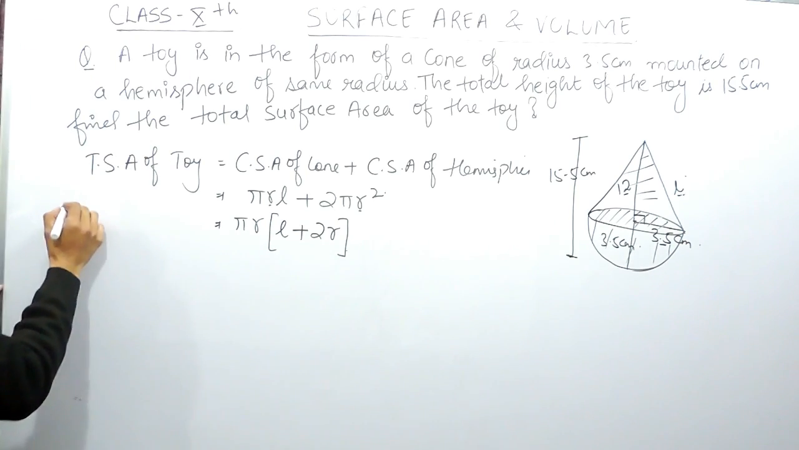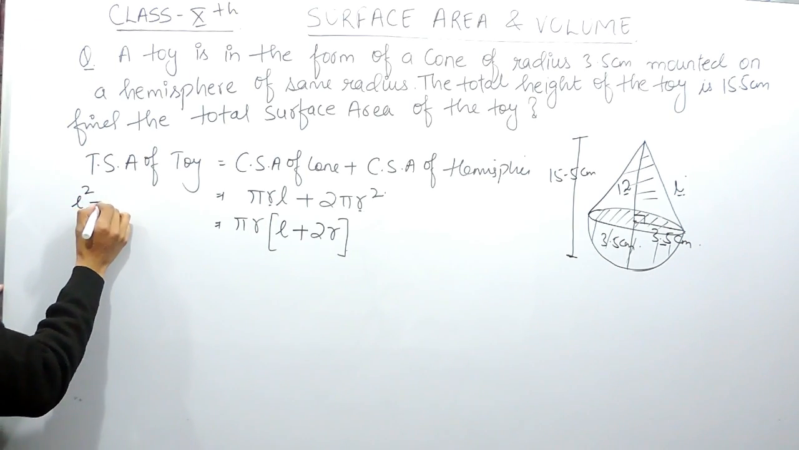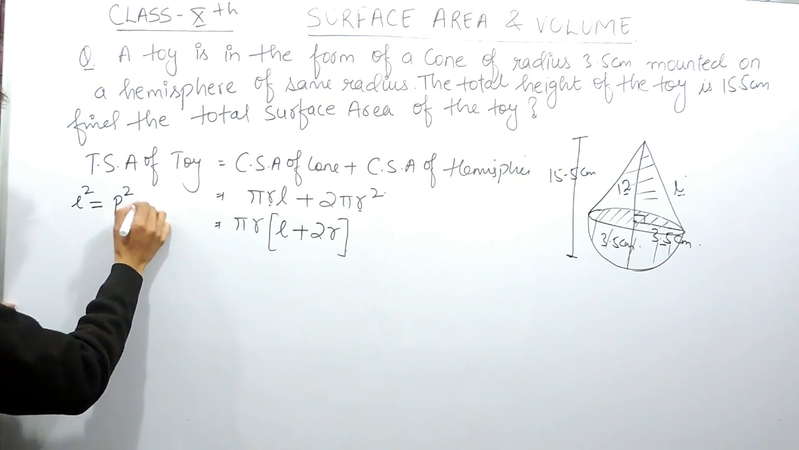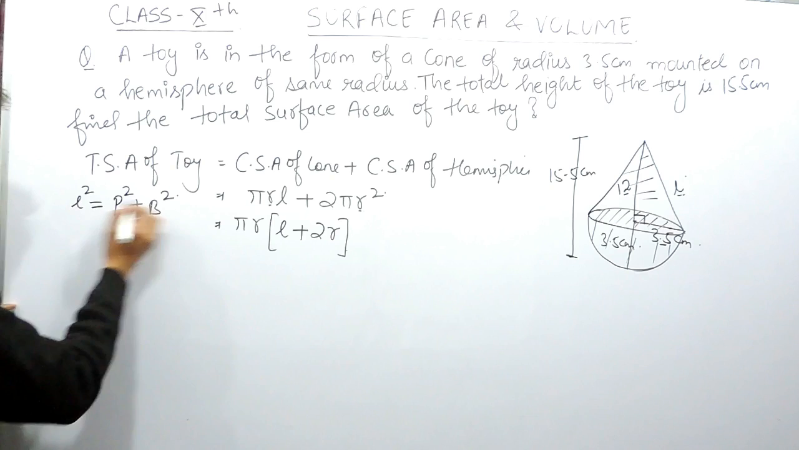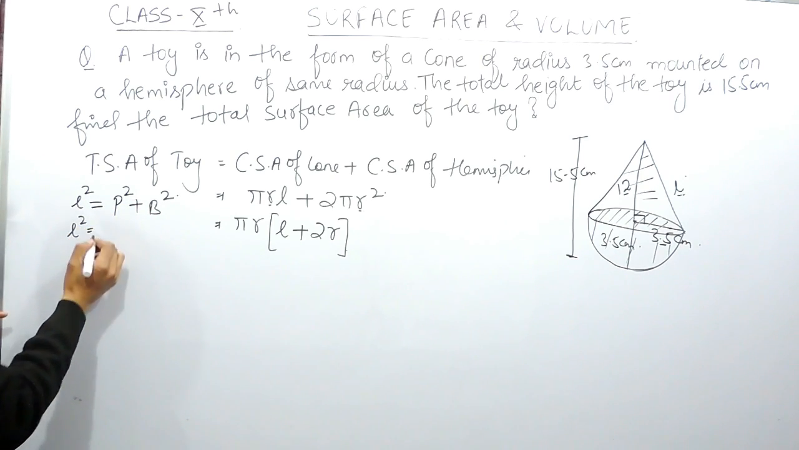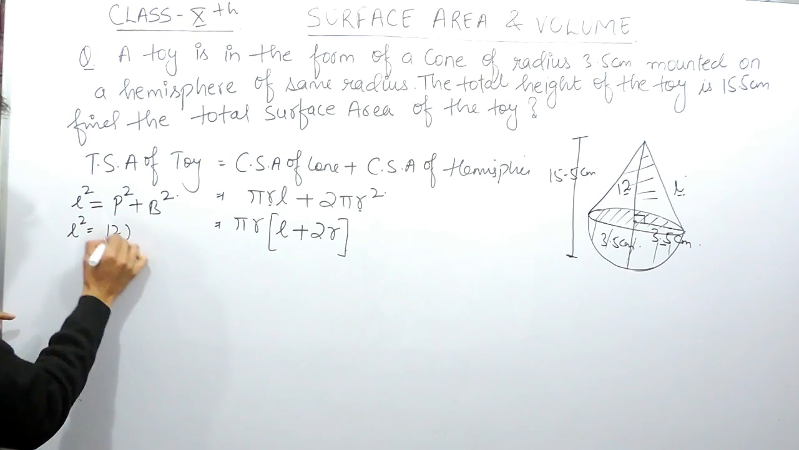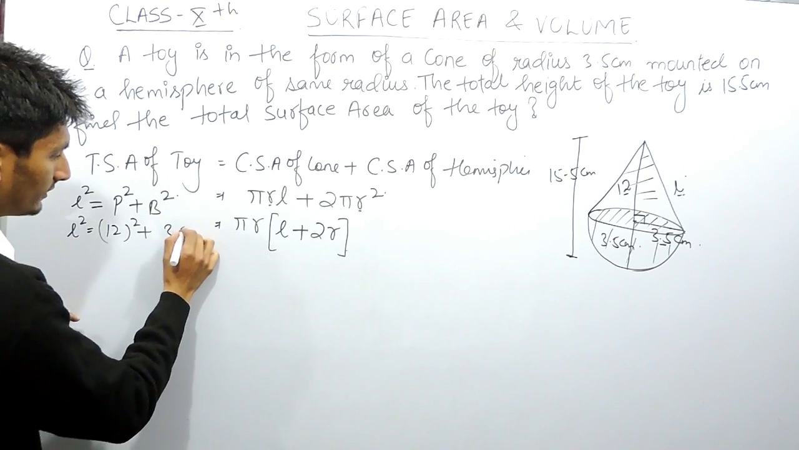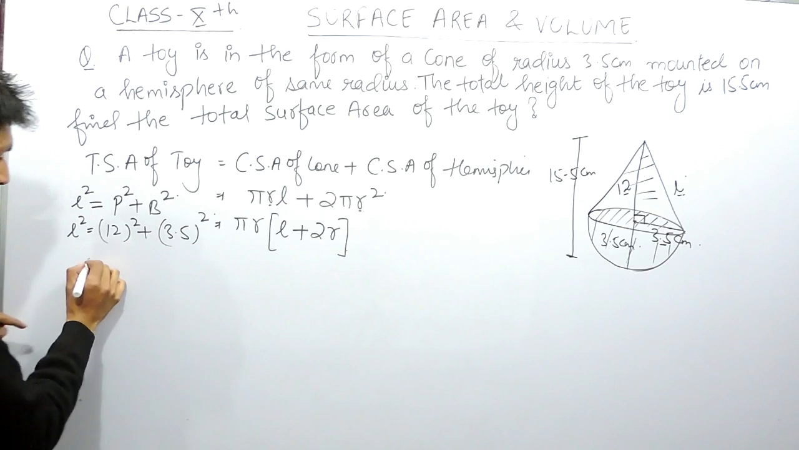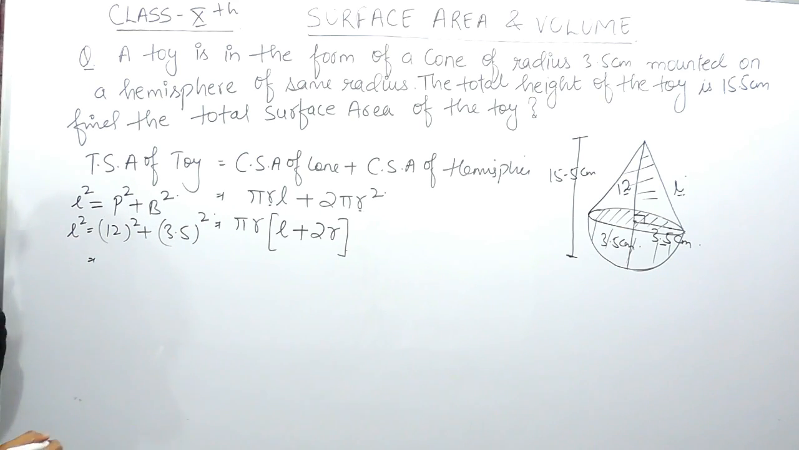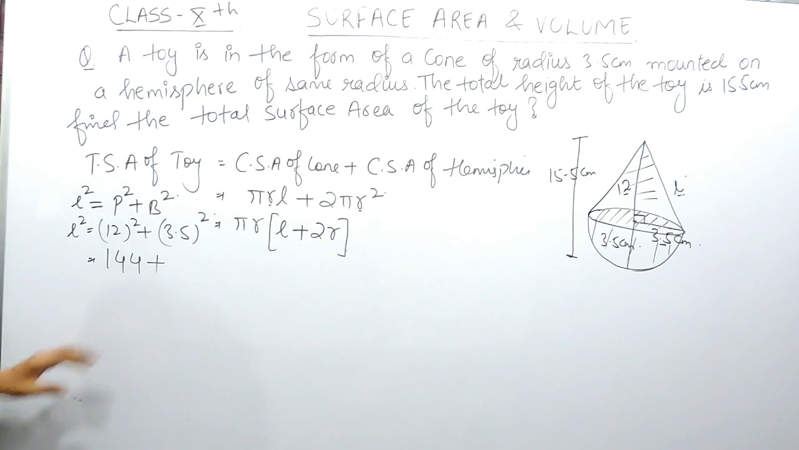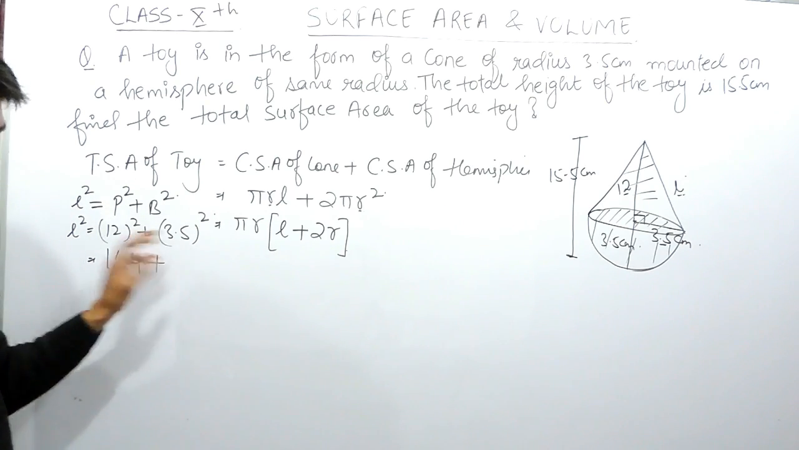Now for that, Pythagoras says L square, which is the hypotenuse, will be equal to the perpendicular square plus base square. And for L square, the perpendicular is given to you as 12, so this will be 12 square. And the base is given to you as 3.5 square. Now 12 square means 12 into 12, which is 144, plus. Now you have to find out the square of 3.5.